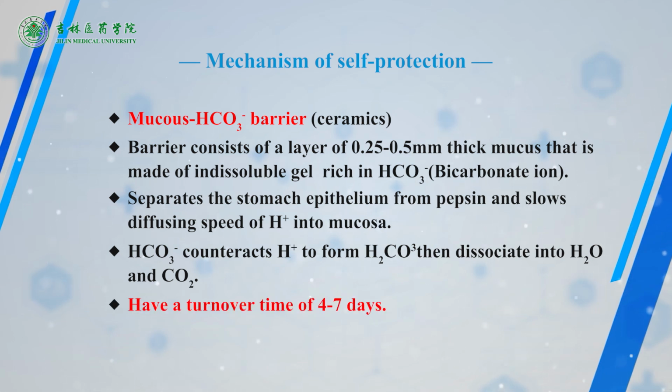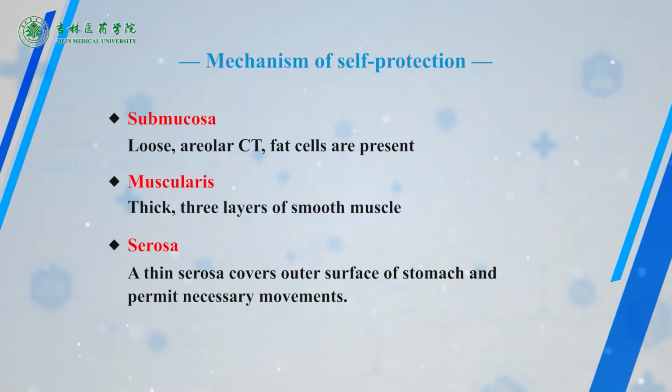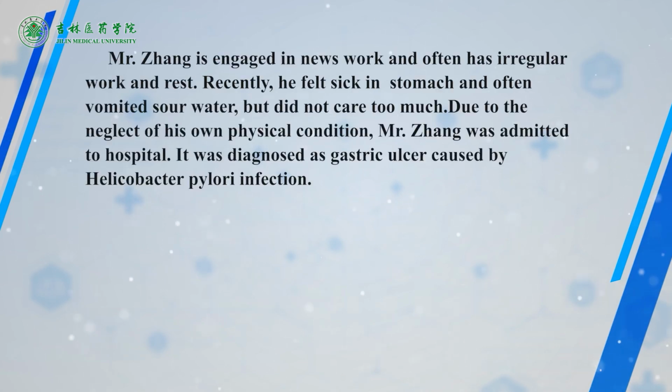Second, the epithelium has a turnover time of 4 to 7 days. If some cells are damaged, they will be replaced very soon. If this balance is destroyed, it will lead to gastric ulcer. About the other layers of the stomach, you can learn by yourself. Now, let's look at the clinical case.